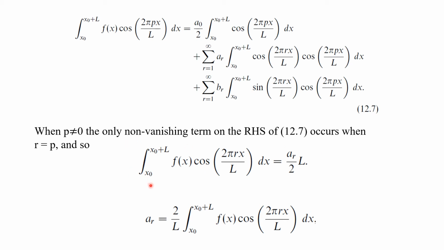You have the integral from x₀ to x₀ plus L of f(x) cosine 2πrx over L dx is equal to aᵣ over 2 times L. Taking out aᵣ, it is equal to 2 over L times the integral from x₀ to x₀ plus L of f(x) cosine 2πrx over L dx. So this one here is your aᵣ coefficient.